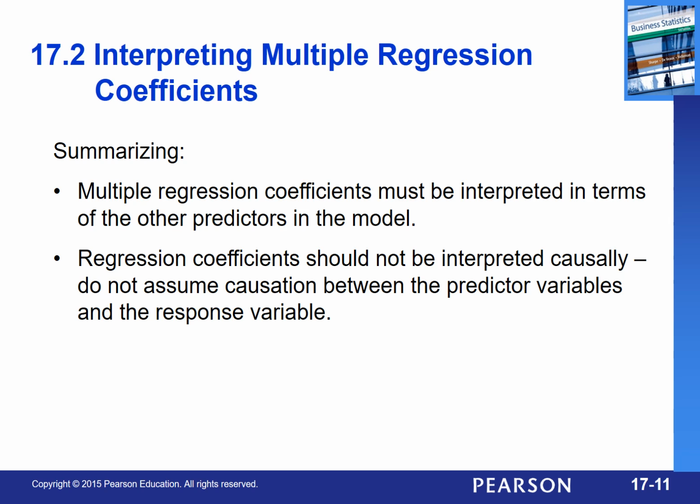So be careful with multiple regression coefficients. You really need to interpret them together and think about how they're going to interact with each other. And be careful, this is not a causal relationship. We're not looking at necessarily the relationship between them, but how they interact with the variable we're trying to make our predictions about, the response variable. So for us, that was price.